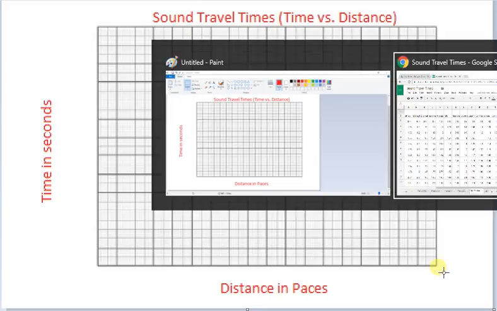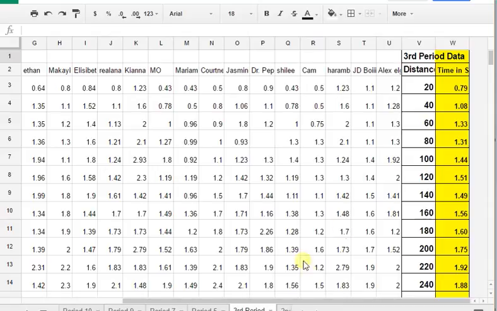For this class, it looks like their paces started at 20, and then they went up 20 paces every single time we had a trial. So for this class, we would start our numbering system at 20. So go ahead, pause the video, and put in your distance along the x-axis, starting at whatever your first trial was at, and then marking it every single 20 or 10 or whatever your group did along the way.